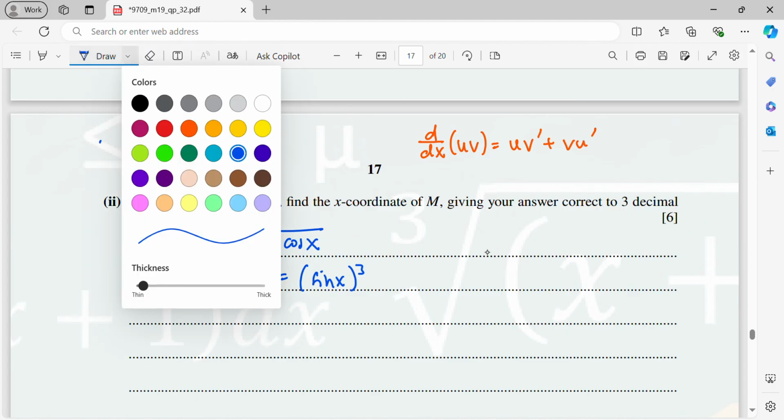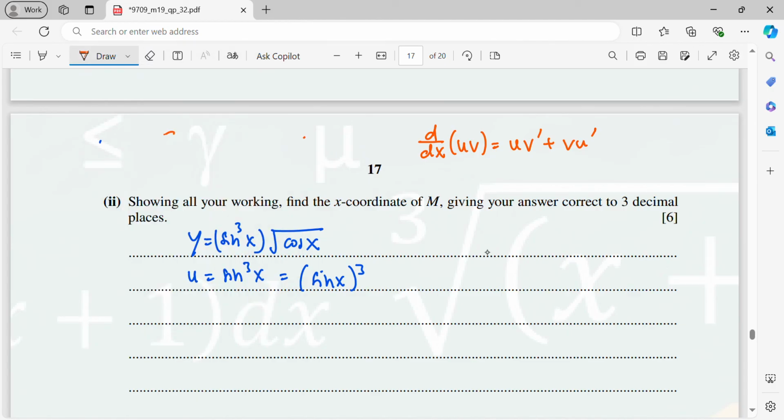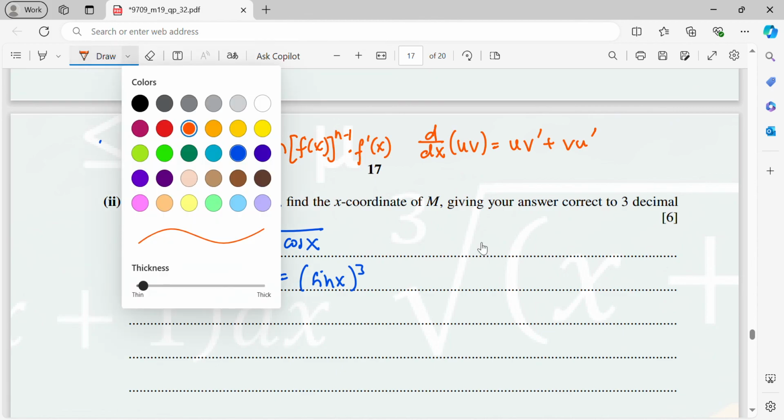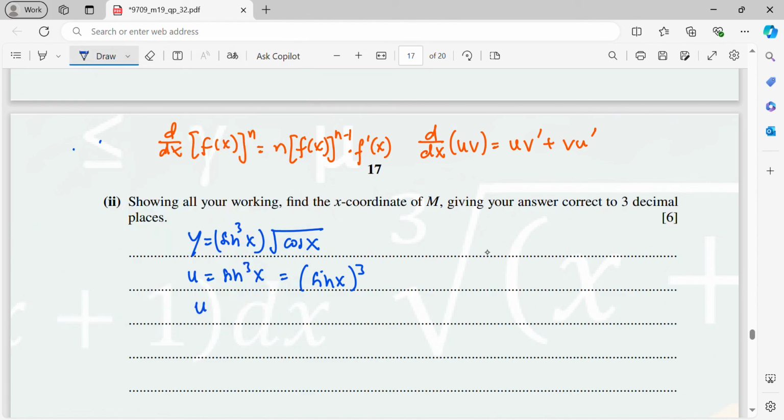Now when you differentiate this, I will get differentiate f(x) degree n. That is n times f(x) degree n minus 1, then you multiply with f prime x. So here u prime equals 3 sine x squared, then differentiate sine x to get cos x. That means I will be getting 3 sine square x cos x. That is my u prime.